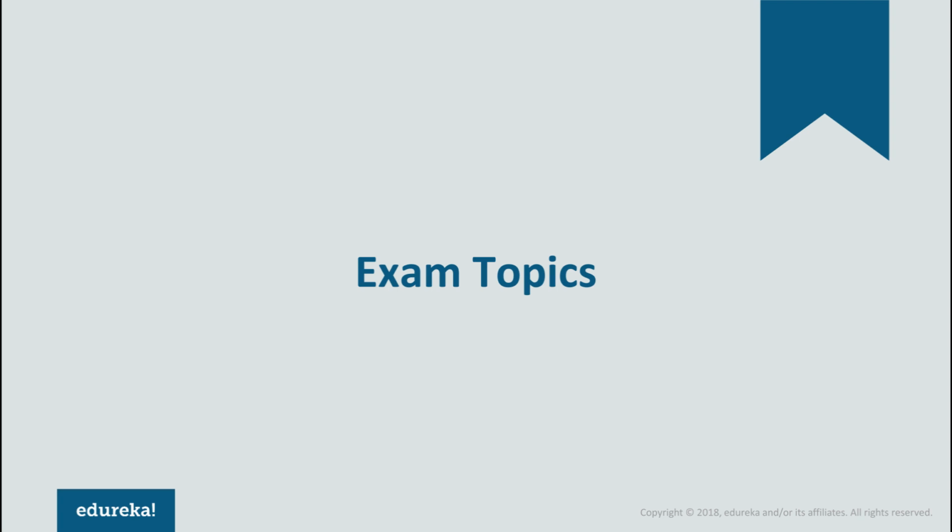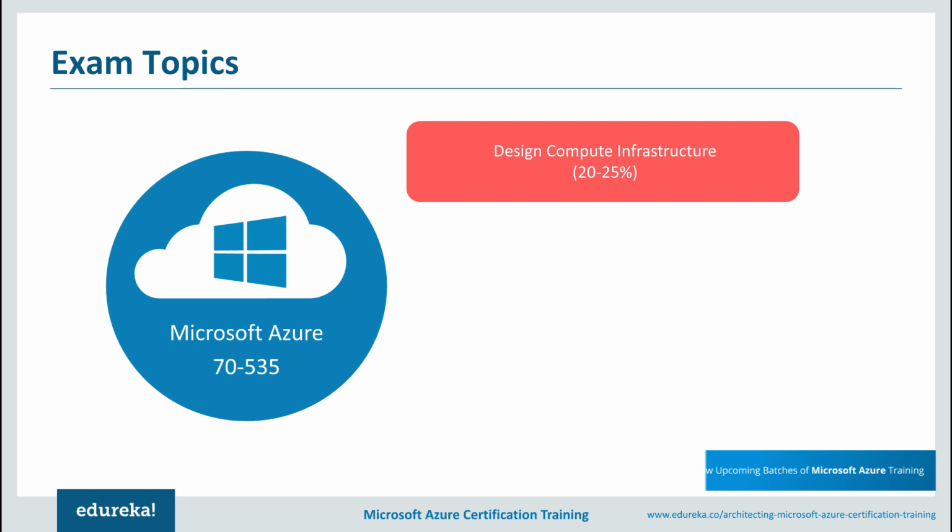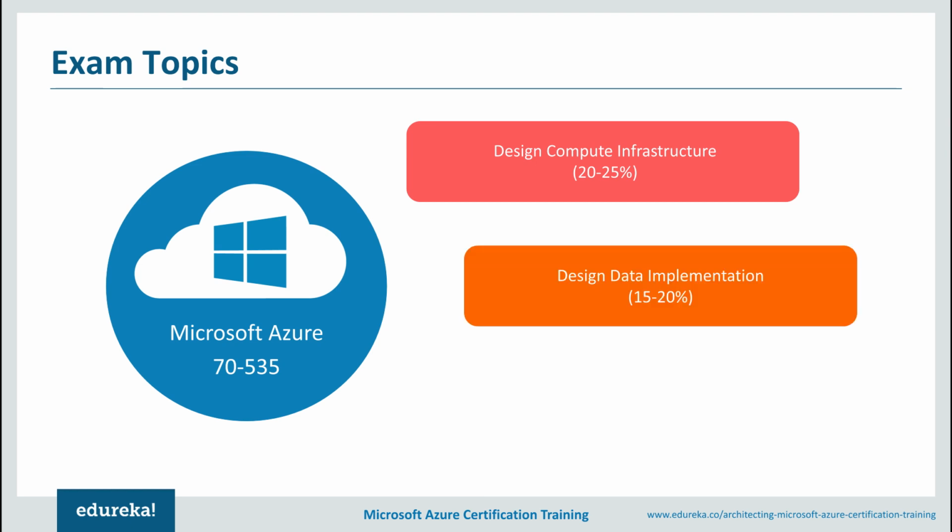What are the exam topics that you can expect? I won't get into the details of these topics, but let's quickly walk through the weightage and the kind of topics you can expect. First and foremost, you need to have an understanding of how to design various compute infrastructures. Since we are talking about cloud computing, you should have knowledge of how computation works and how different compute services work in Microsoft Azure in particular. As far as the weightage goes, it is somewhere around 20 to 25%. You also need to understand how data works and how to implement various operations that relate to data. This domain has somewhere around 15 to 20% of weightage.